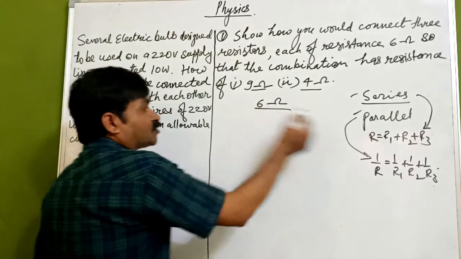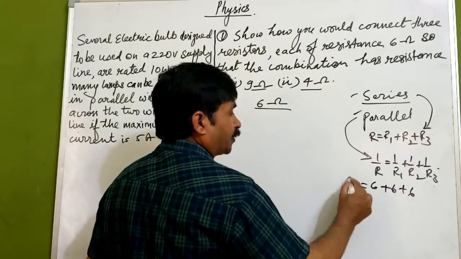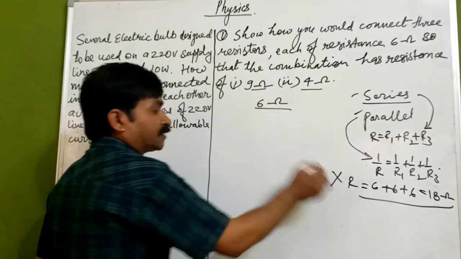Now let us see, if we connect the 6 ohm resistors in series, 6 plus 6 plus 6 is going to be 18 ohm, and this is not our answer.